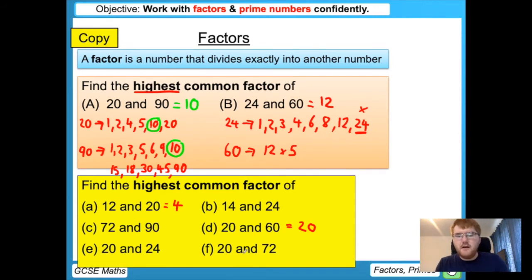And with this one here, again, we can use our factors of 20. Does 20 go into 72? No, it doesn't. Does 10 go in? No, it doesn't. Does 5 go in? No, it doesn't, but 4 does. So we can also write 4 here. So this is a nice speed up way of actually working out factors.